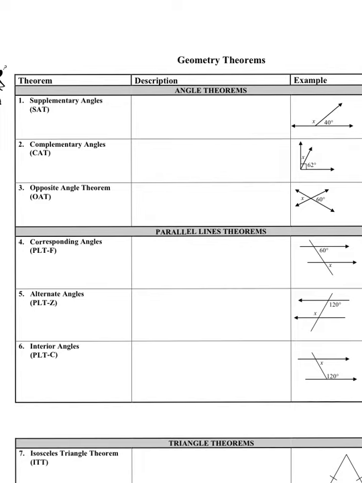The first theorem we are going to look at is called the supplementary angles theorem, or SAT for short. The supplementary angle theorem states that two angles that add to 180 degrees are supplementary.